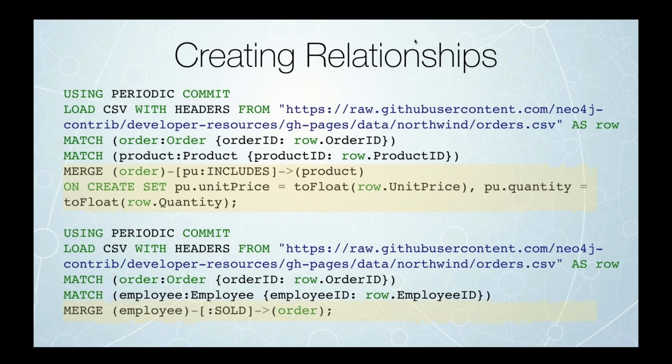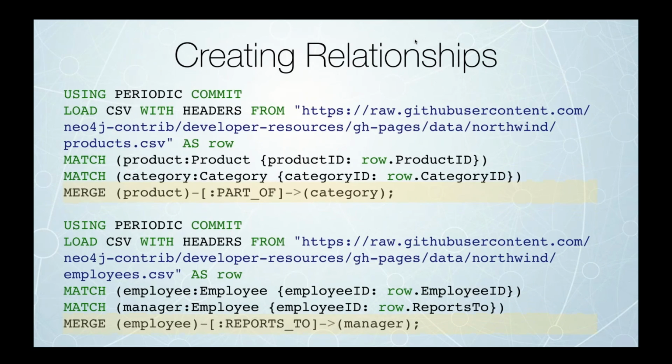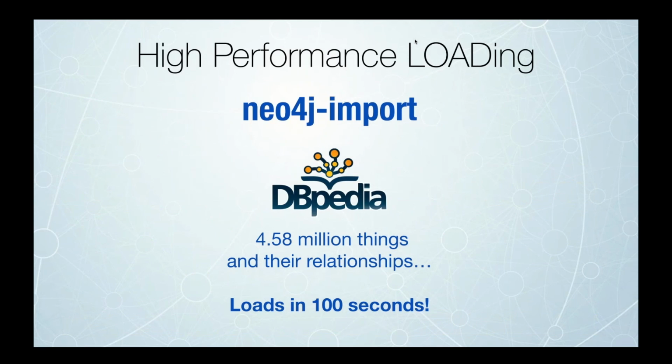We do this for orders that include some product. And now remember, on the includes, that was an attributed join table. So we need to be sure to store the unit price and quantity on the relationship as we're creating that. And we'll do the same for our employees and again for product categories. And that allows us to import the Northwind graph.